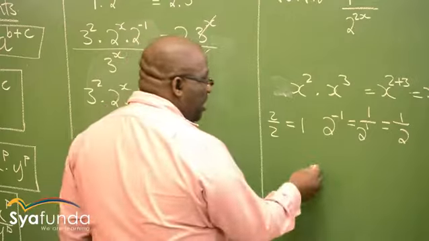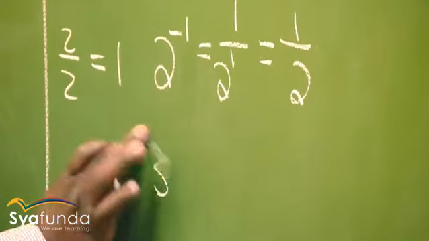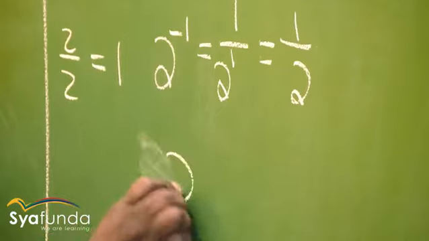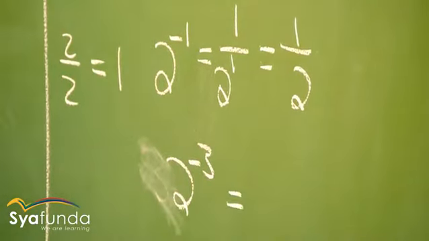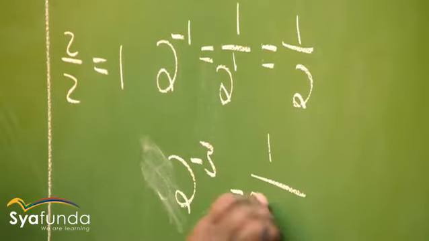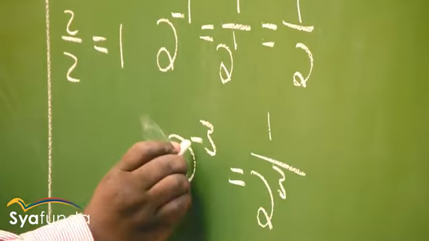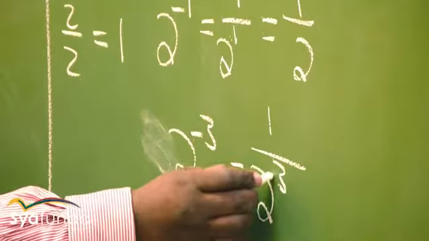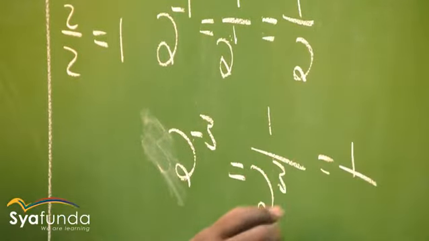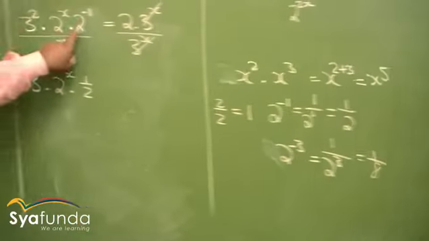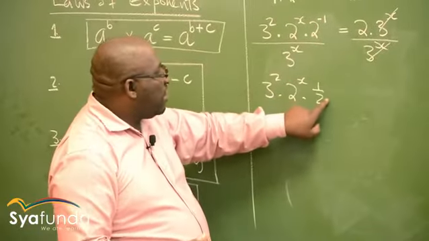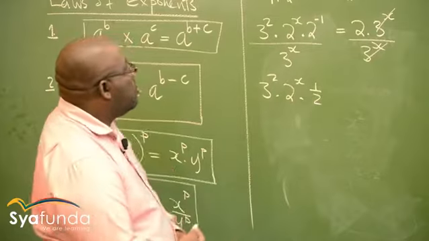Let me just use another number. If I've got 2 to the power minus 3, this is the same as, if I want to make it positive, I push 1 on top over 2 to the power 3. Now this is positive. So this is the same as 1 over 2 to the power 3, which is 1 over 8. So you must be able to see that. If I've got 2 to the power minus 1, it is the same as 1 over 2 to the power 1, which is 1 over 2.